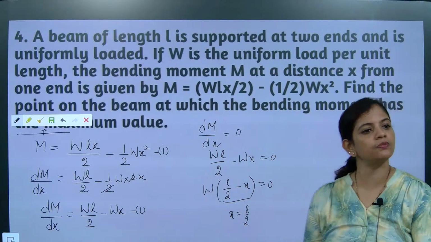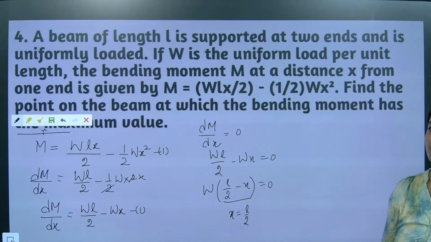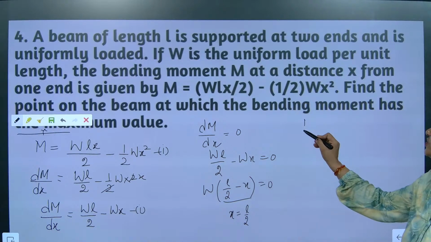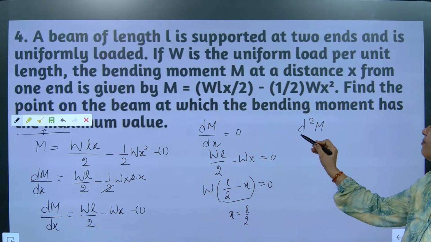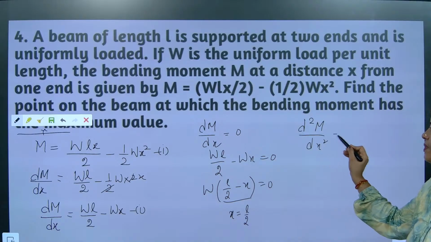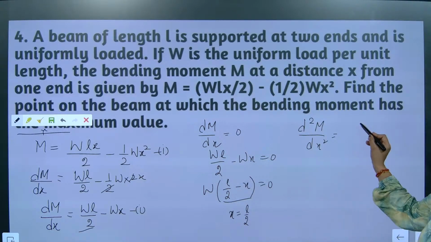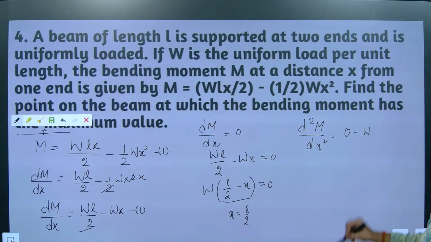Let's check whether it is a critical point or not, whether it is giving maximum or minimum. For that, one more time we have to differentiate. It will come d2M by dx square. Oh my god, this is constant. Constant value will become 0 and differentiation of Wx will become W.